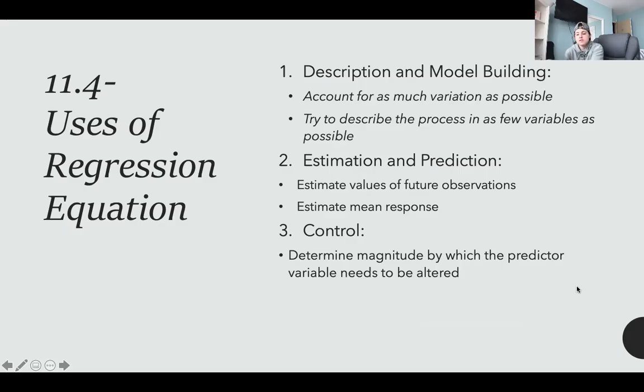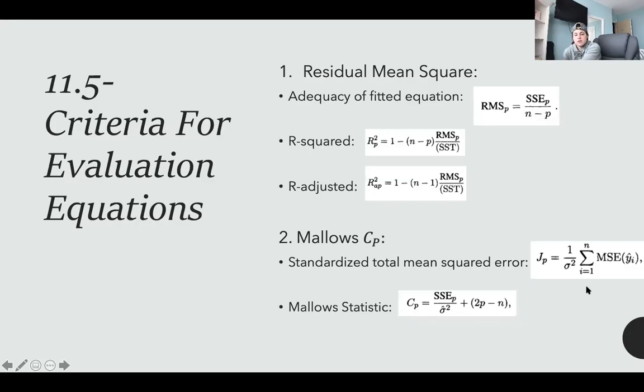So the next section is section 11.5, which is going to talk all about criteria for evaluating equations. The first is the residual mean square. This is used to measure the adequacy of a fitted equation. It is represented by RMS for residual mean square, with a subscript of P. We find it by taking SSE sub P and dividing it by N minus P, where SSE sub P is the residual sum of squares for a P-term equation. A smaller RMS is preferred in this case.